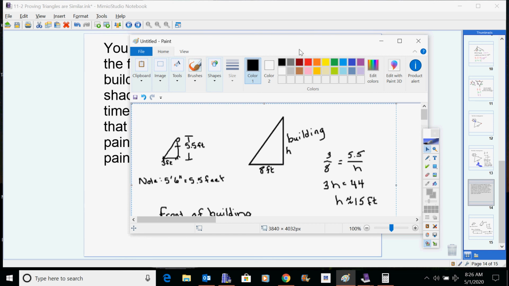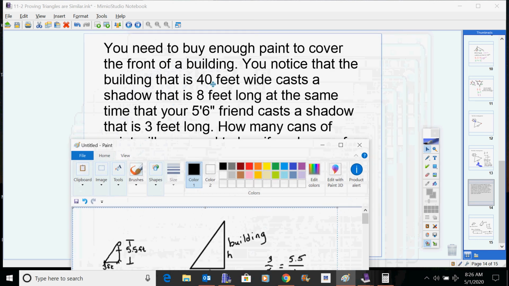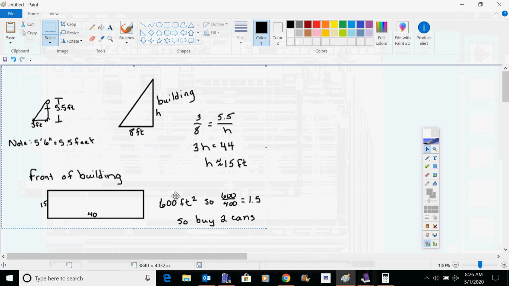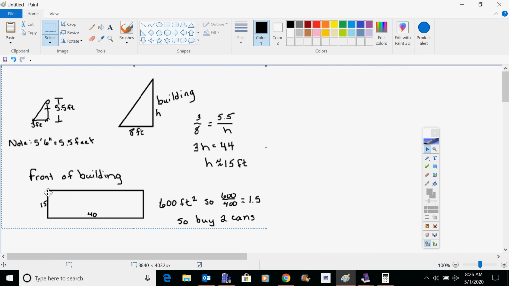Now that we have the height of the building, we can take into account the 40 feet. This 40 feet is along the front, and the height of the building is 15. 40 feet this way, 15 feet up. So the area of the building that you're trying to paint, and we're assuming no windows and all that stuff, we're making it simple, would be 15 times 40, which would give you 600 square feet.